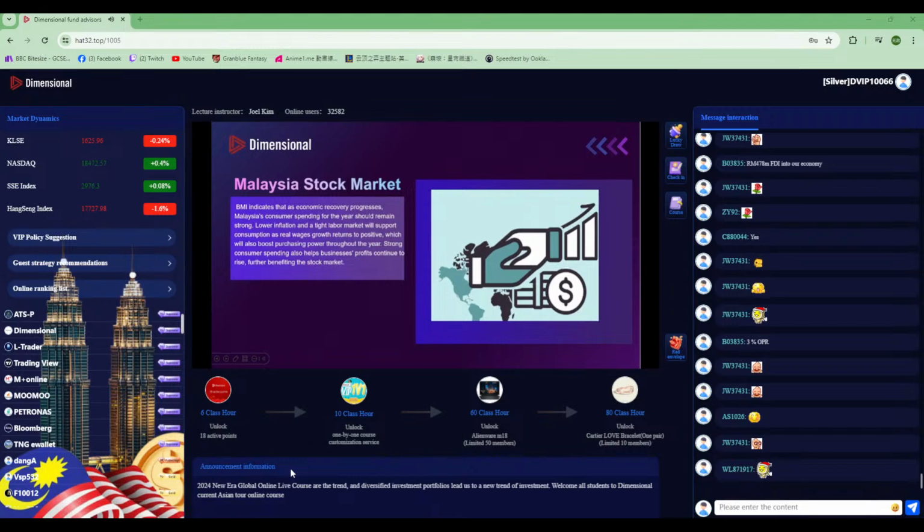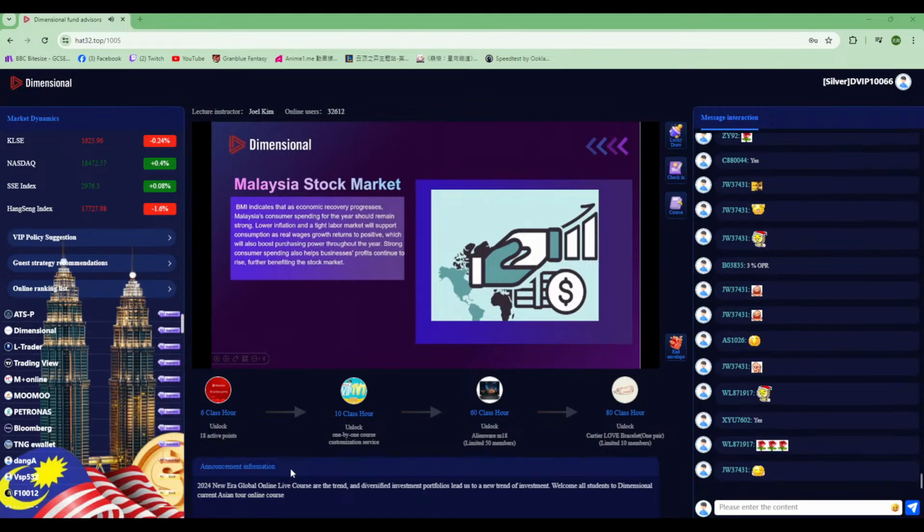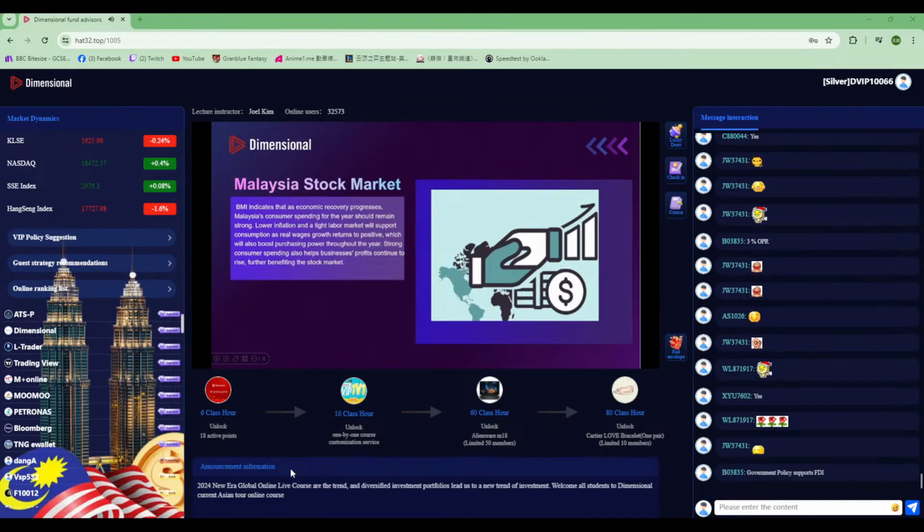So, strong consumer spending is also helping business profits continue to rise, right? Which is further benefiting the stock market. Definitely, right? Okay, why is this? Why?